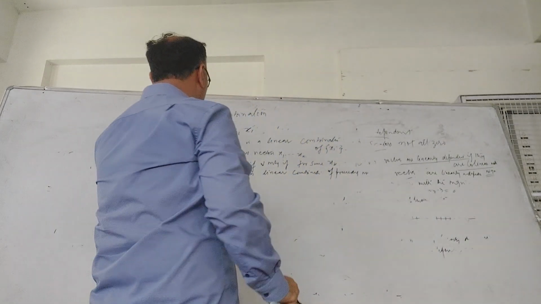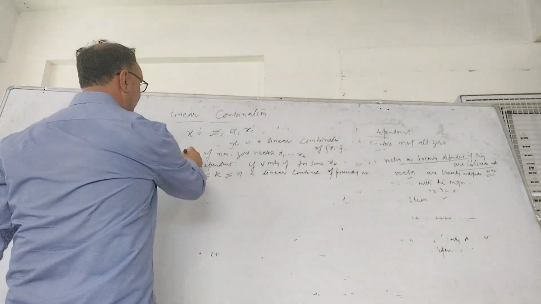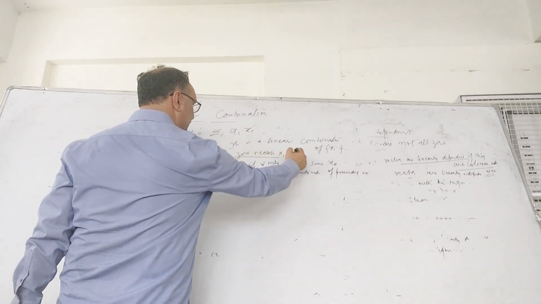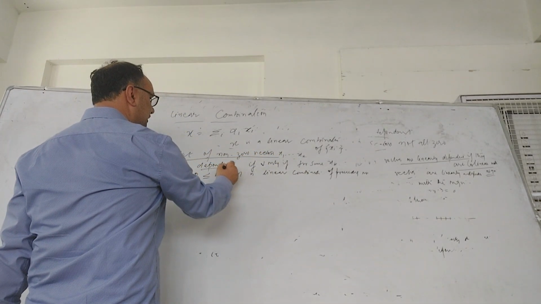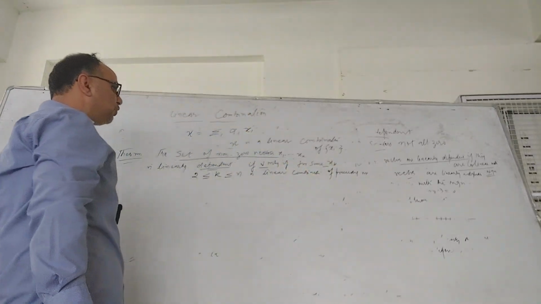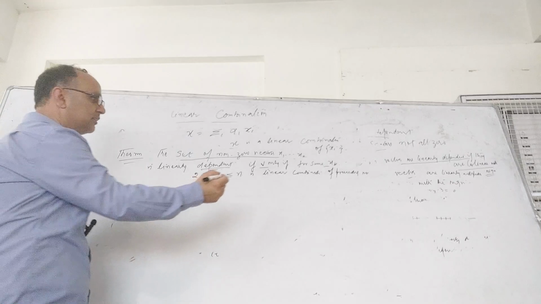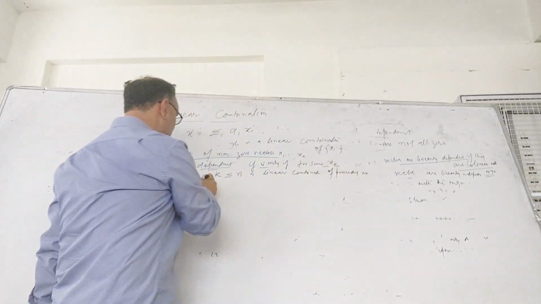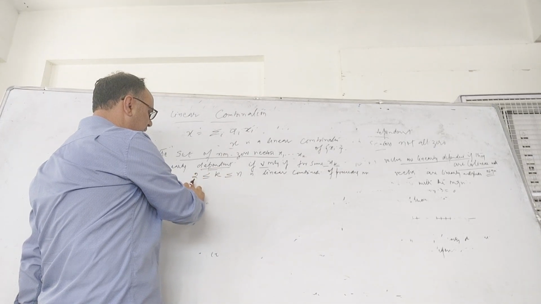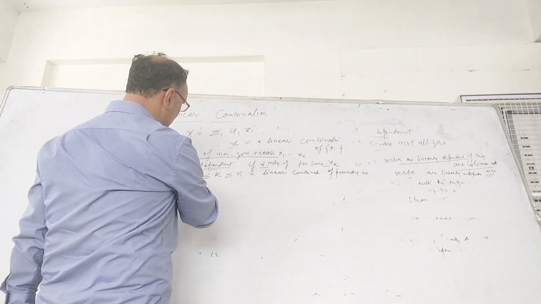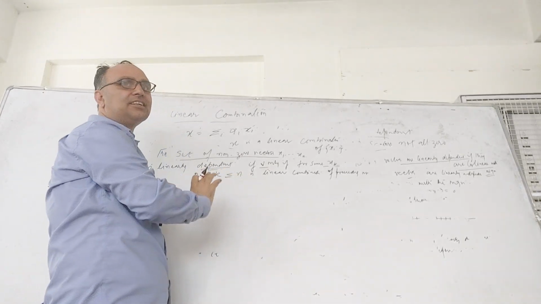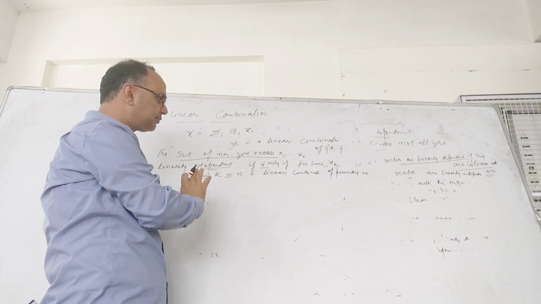So a set of non-zero vectors. So this is again a vector space and a finite set of non-zero vectors x1, ..., xn is linearly dependent if and only if for some xk, the value of this k should lie between 2 and n. It should be greater than 1 and less than or equal to n. So this is what he wants to say.